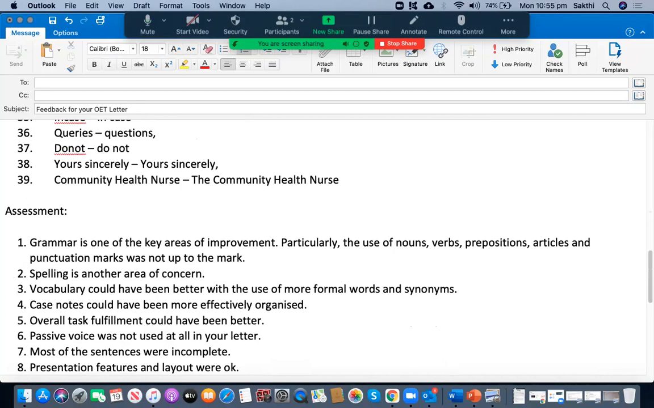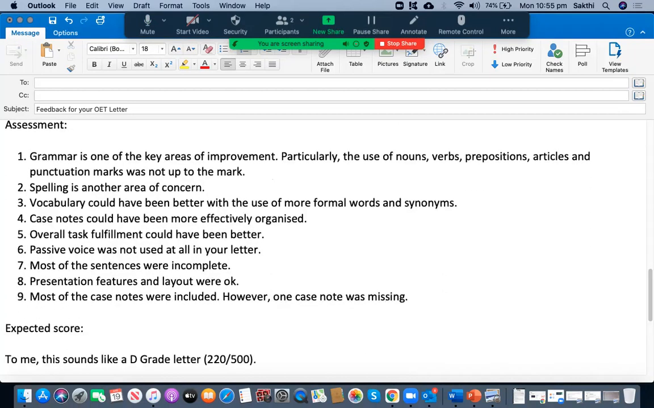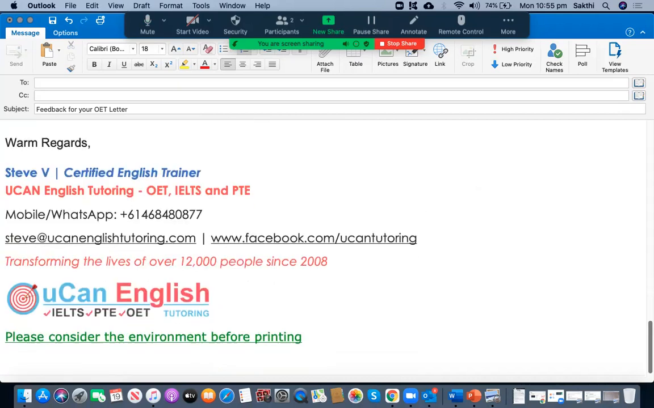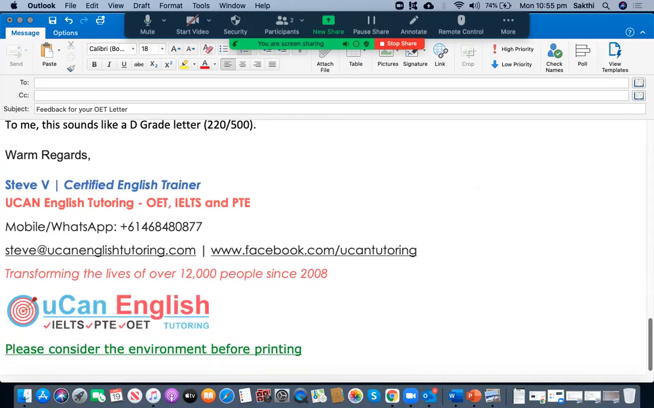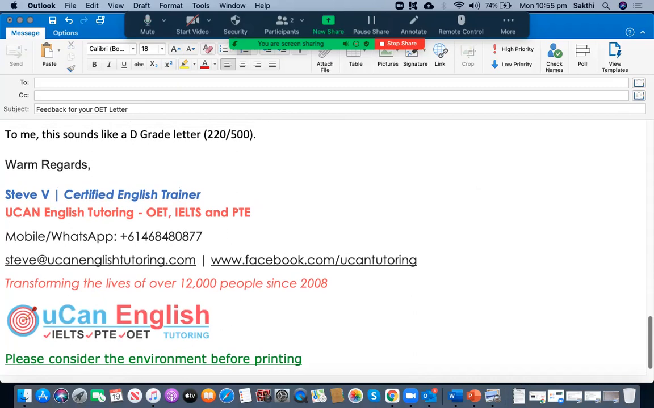Okay, sir, but someone said that when we're writing, the comma is not important, that's why I'm writing like this. No, punctuation marks is one of the assessment criteria that come under presentation features, spelling and punctuation marks, okay? So whatever I have assessed are the parameters that are going to be used in the real OET examination as well. So you need to be careful about these assessment parameters and try not to commit many mistakes under each of them. Okay. Do you understand?